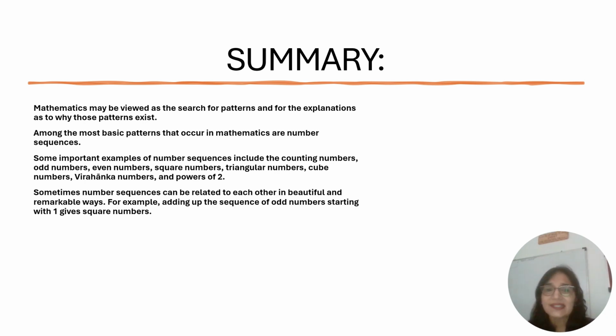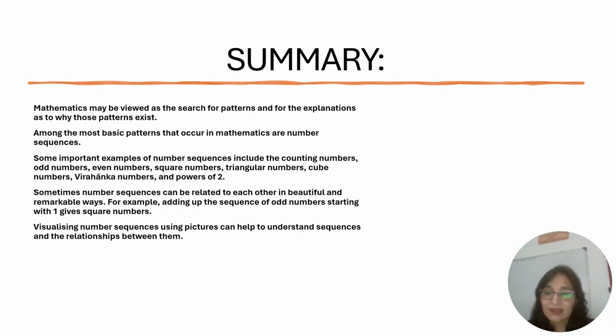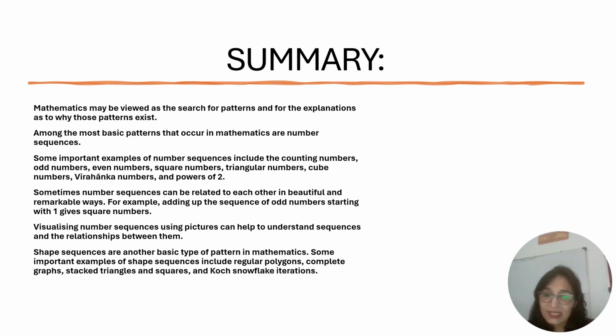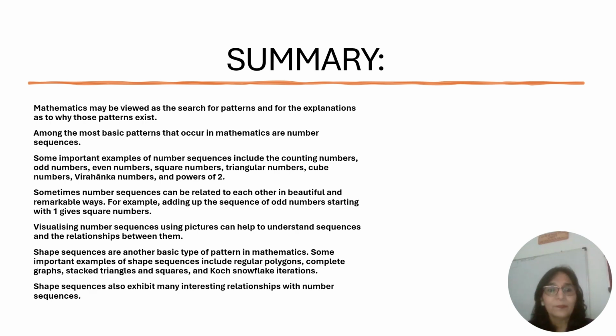Sometimes number sequences can be related to each other in beautiful and remarkable ways. For example, adding up the sequence of odd numbers starting with 1 gives you what? Square numbers. Visualizing number sequences using pictures can also help to discuss or understand the sequence. So certain polygons, what we have seen, stacked triangles, stacked squares, help you to understand the sequences, that is the shape sequences, okay? And they also exhibit interesting relationships with number sequences.